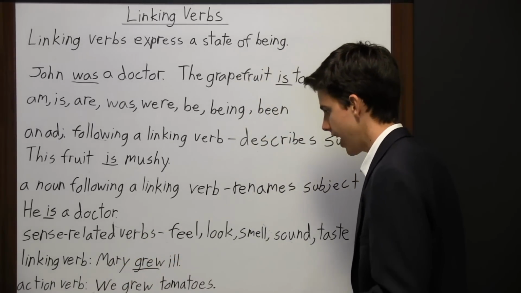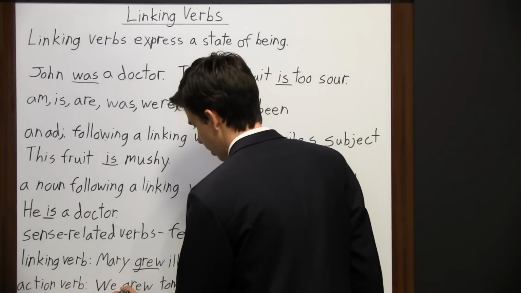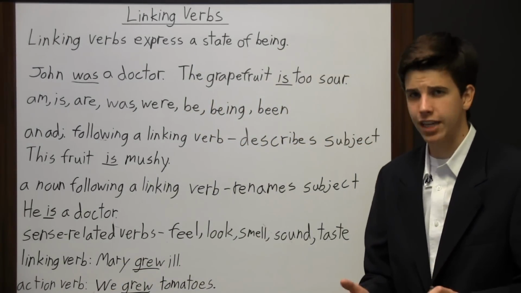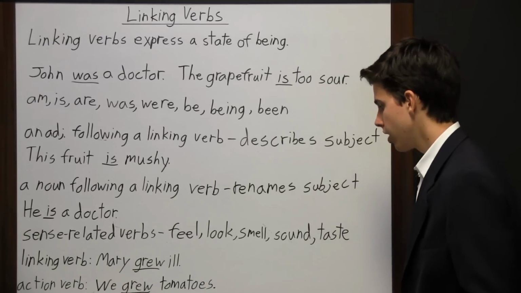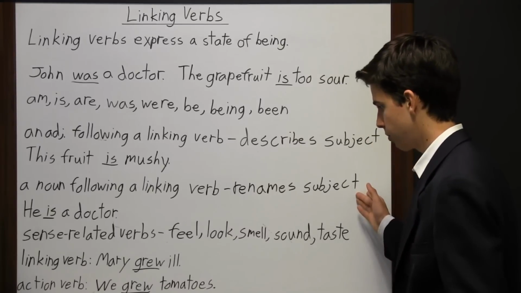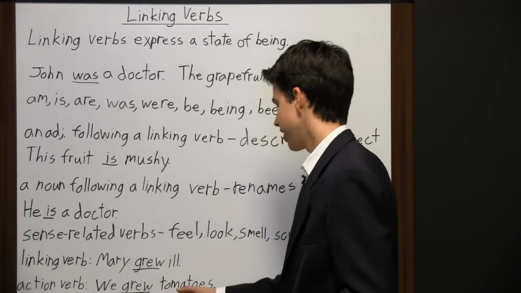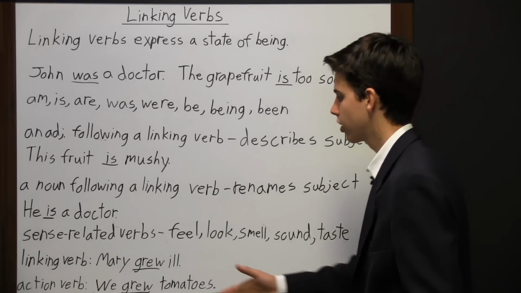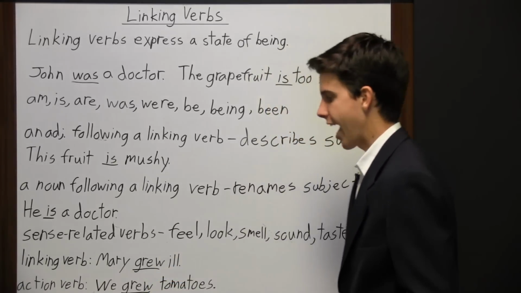Now here we have an action verb. We grew tomatoes. It's the same word, but this time it's acting as an action verb. Now pretend for a second that it is a linking verb. We look at the word "tomatoes" and we see that it's a noun, so it must be renaming the subject. Well, "we" and "tomatoes" aren't interchangeable because we and tomatoes are not the same thing. So we know that "grew" here must be an action verb.